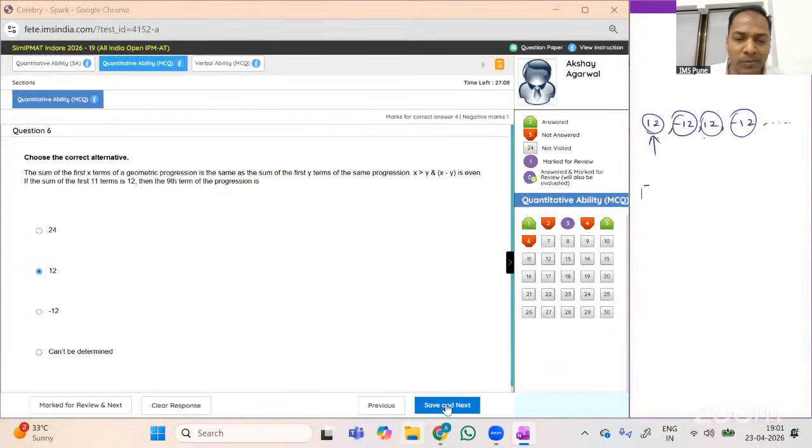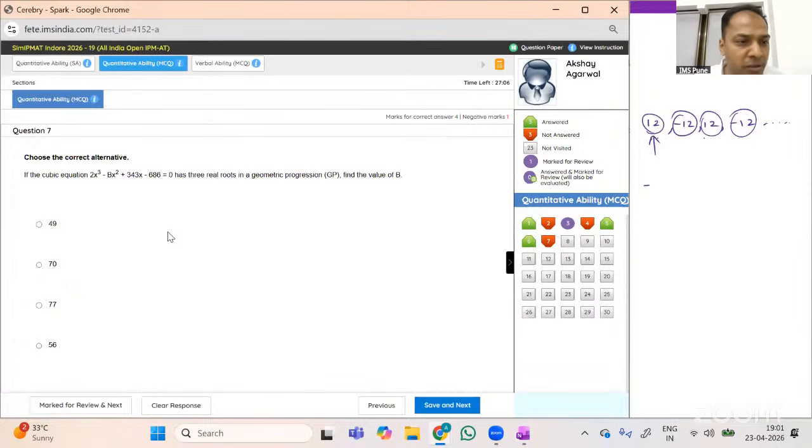I wouldn't want to waste time on that. I'm willing to take that chance. So I've only answered 3. Next: the cubic equation 2x cube minus bx square plus 343x minus 686 is equal to 0 has 3 real roots in a geometric progression. All the 3 roots are in a GP. Then find the value of b.